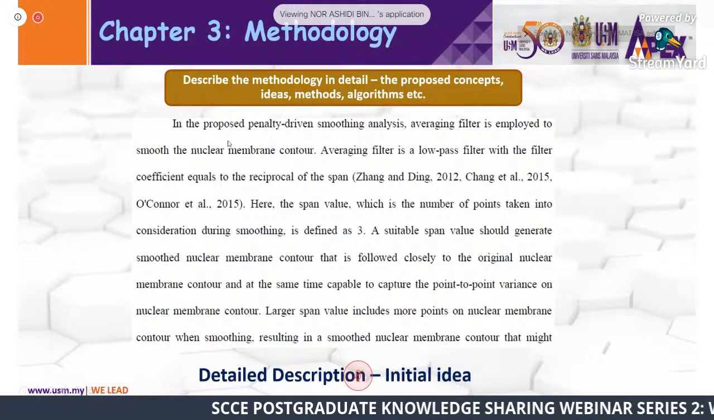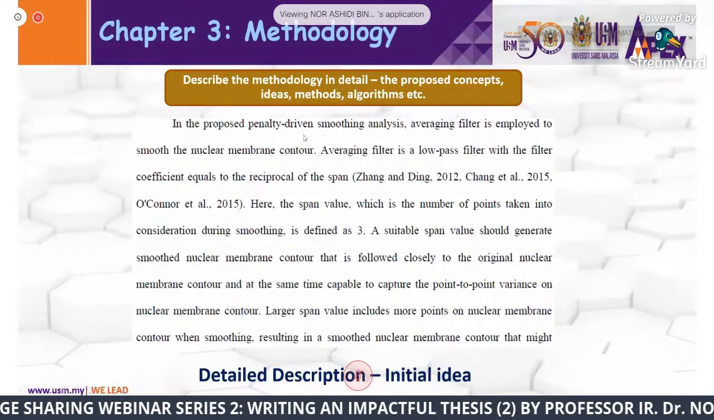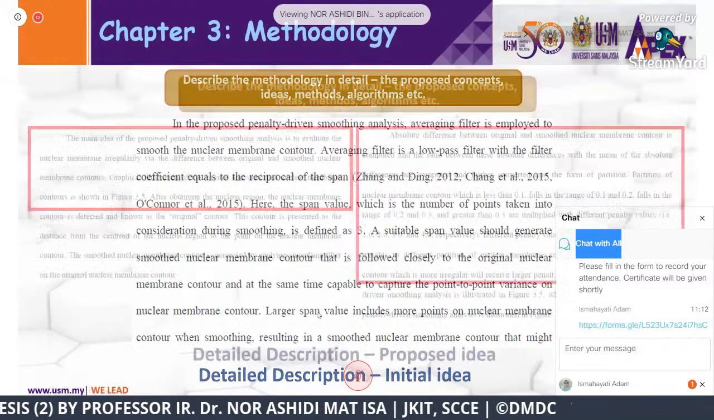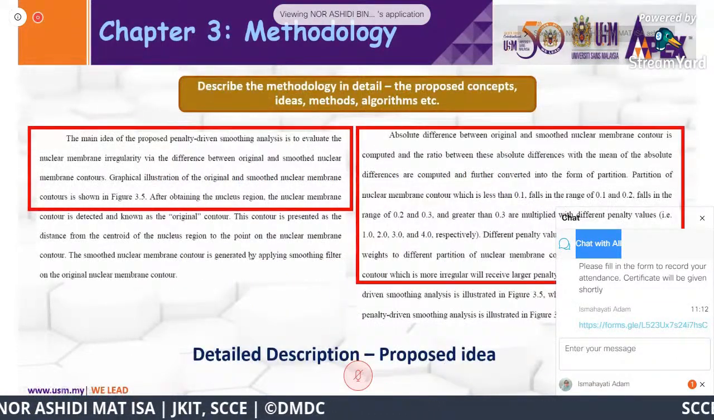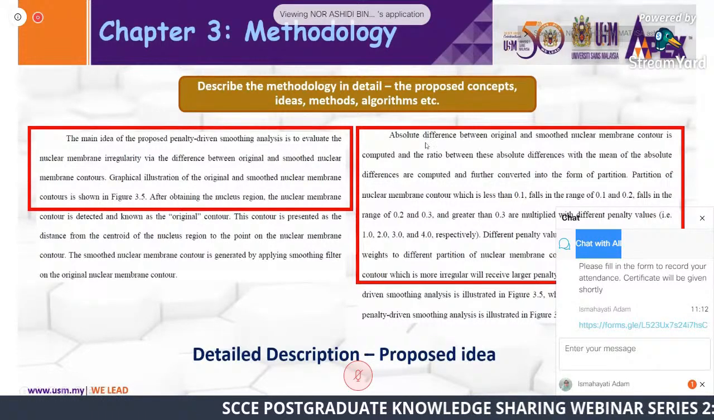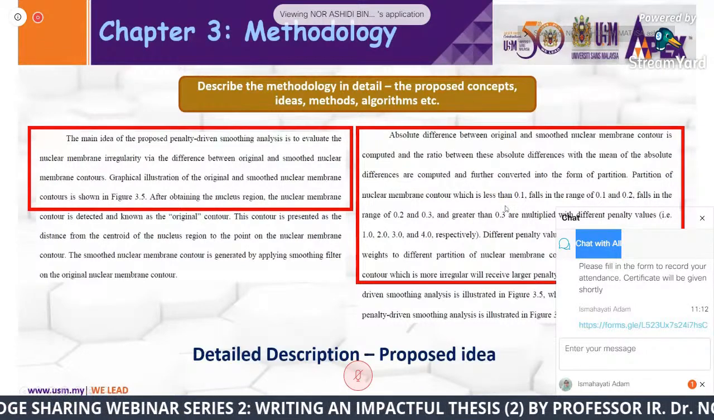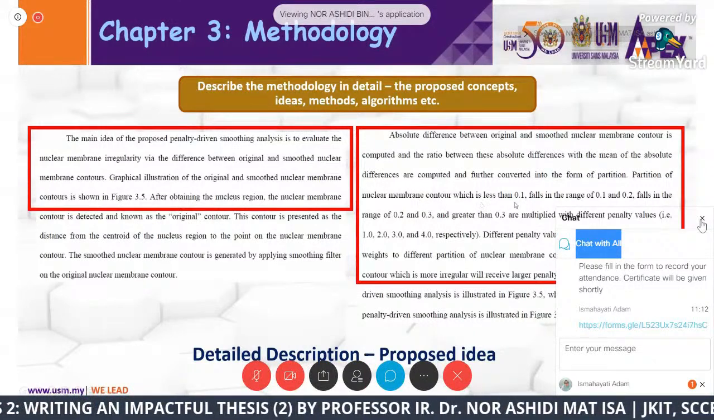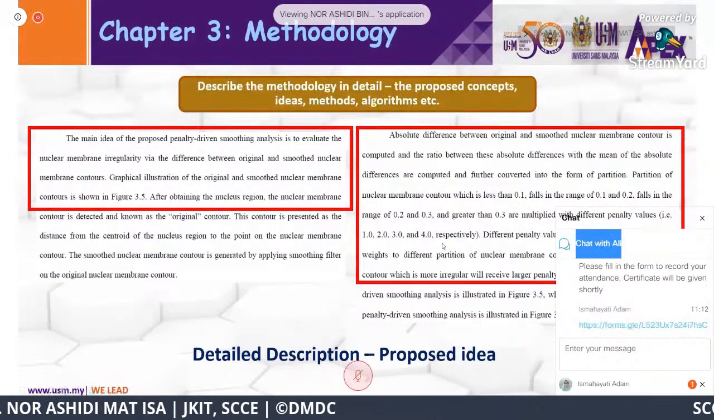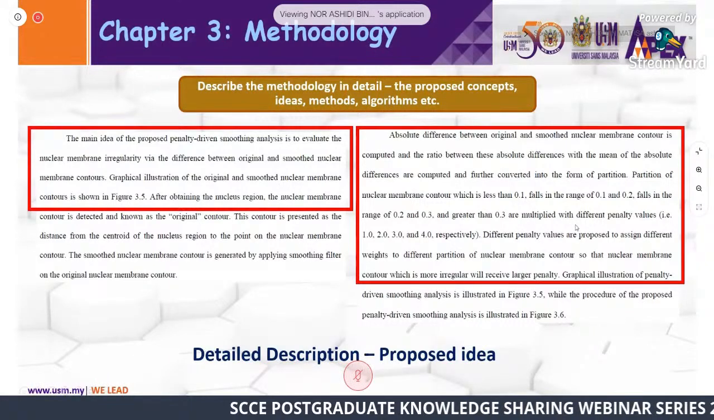So you want to propose the penalty driver, for example. What is the penalty driver? This is the initial idea, then give the detailed discussion. So what are the details? You want to use the absolute difference between the original and the smooth. Then you partition them into several membrane quanta, for example range 0.1 and 0.2. So this is detail; previously it was the general idea. Now it is the proposed idea in detail.